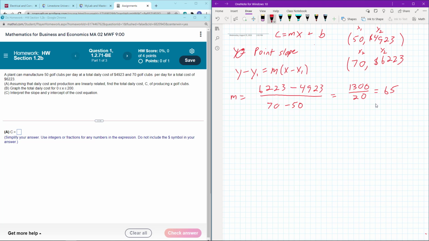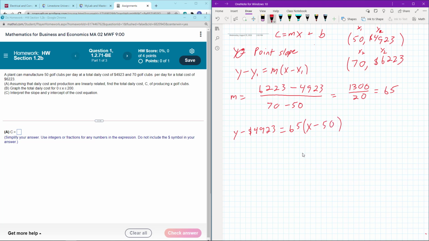Okay, so with that, we can actually now use our point slope form. Now the question is, which point do you want to use? Do you want to use x1, and this should be y1, not y2? Or you want to use x2, y2. Now, even though it says x1 and y1 here, it doesn't matter. You can use either point and get the result you're looking for. But let's go ahead and use the first one. Okay, if that's the case, we are going to have y minus y1, which is 4,923. And that is going to be equal to m, or slope, which is 65, times x minus x1, which in this case is 50.